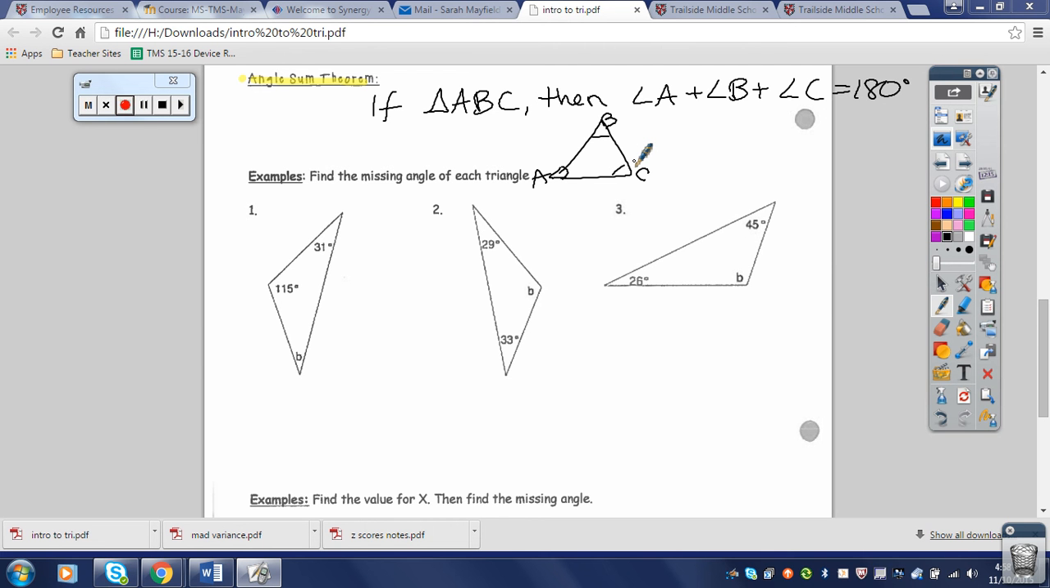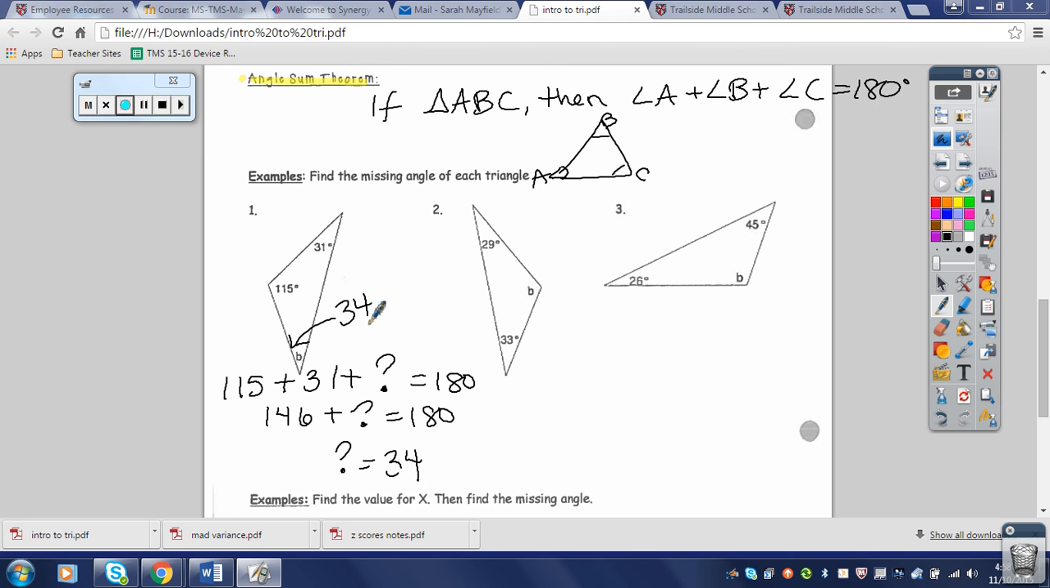So let's look at this first example. So I have 115 and 31. So I would take 115 plus 31 plus whatever my other angle is to equal 180. So 115 and 31 make 146 plus my missing angle equals 180. So how do I solve? Subtract 146. So my missing angle is 34. So this angle right here is 34 degrees.